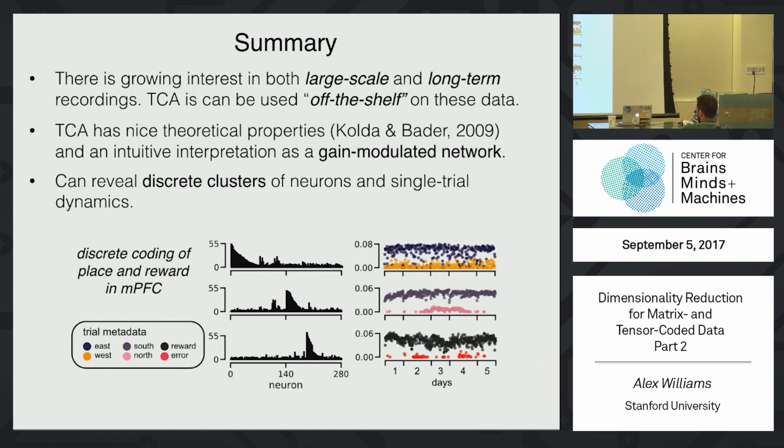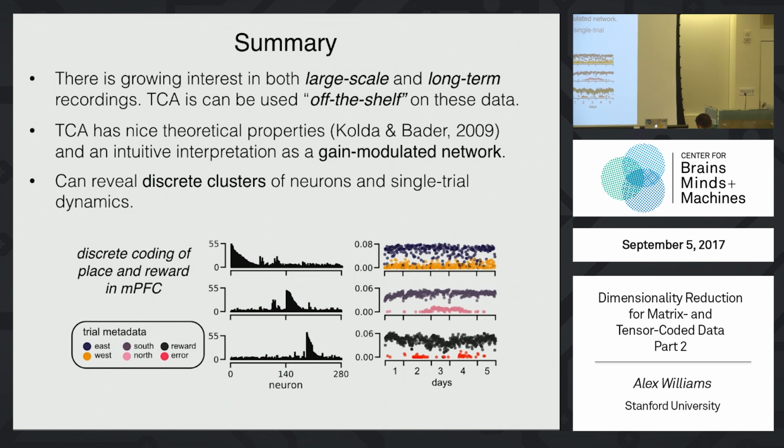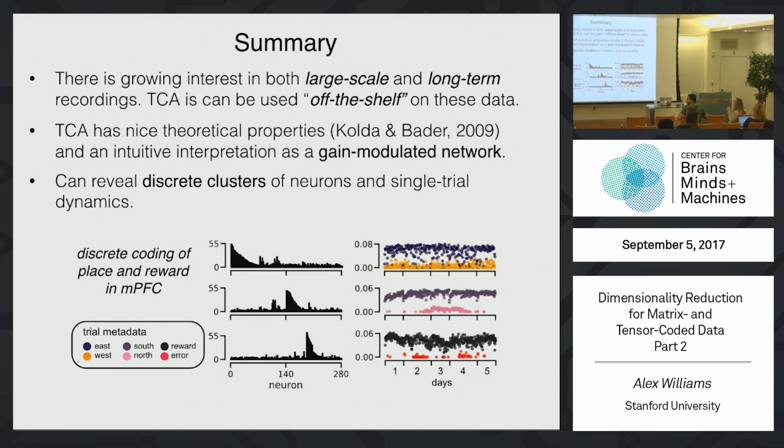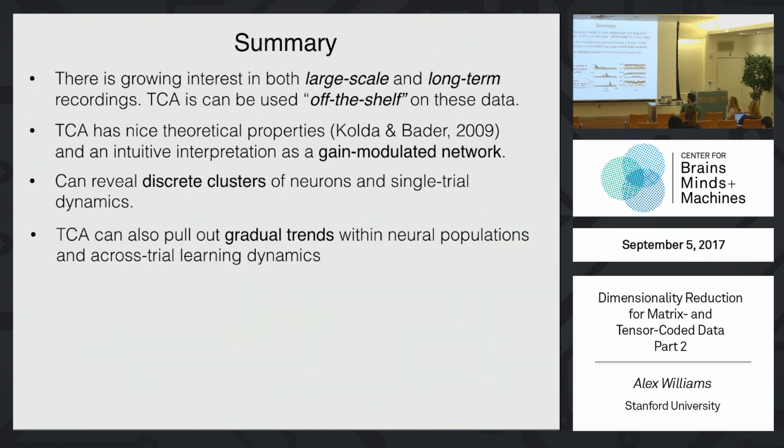Furthermore, as I mentioned in the first part of the talk, all these models can be seen as, especially when you add non-negativity constraints, somewhere in between PCA and clustering. So you can reveal discrete populations of cells with discrete activity, trial-to-trial activity modulations. And this is a soft or pseudo-clustering of your data. So TCA can pull that out if that's what best describes your data.